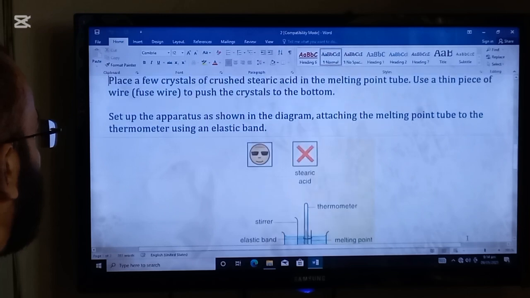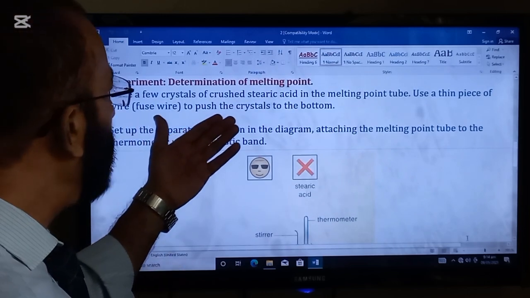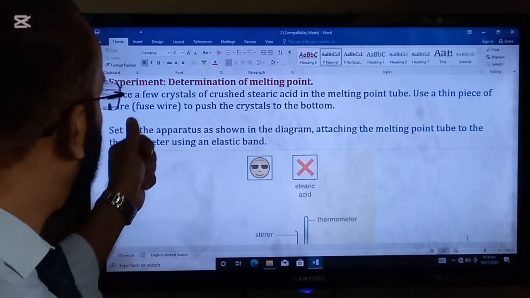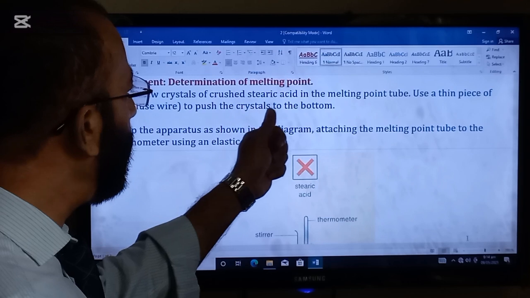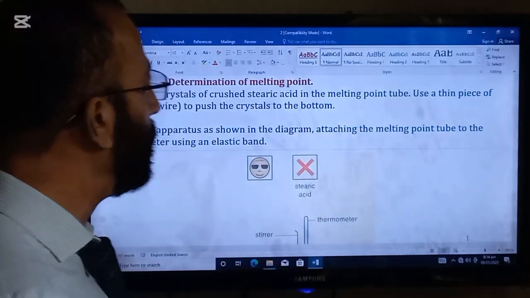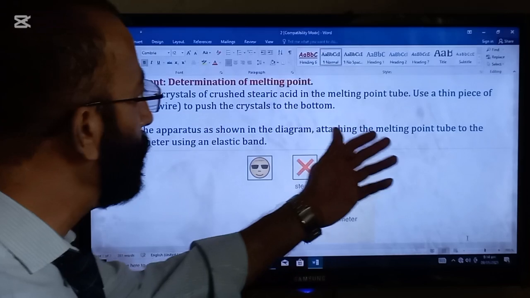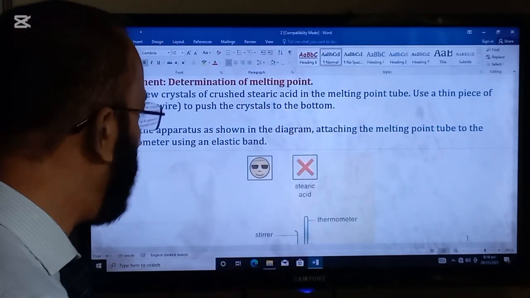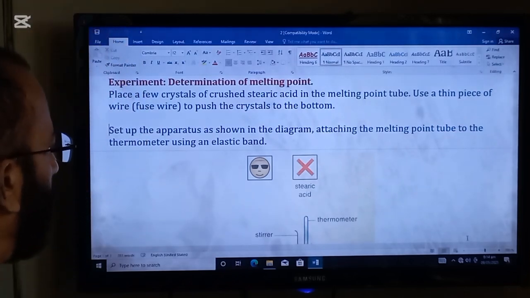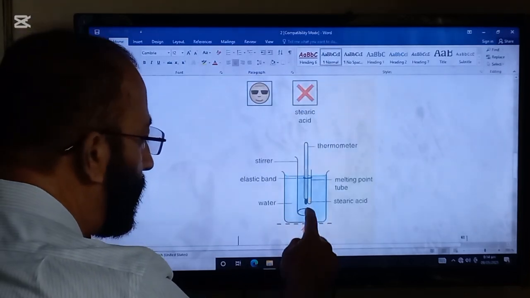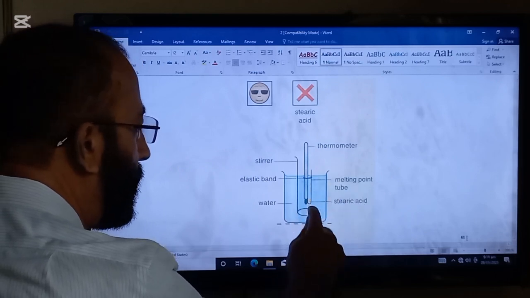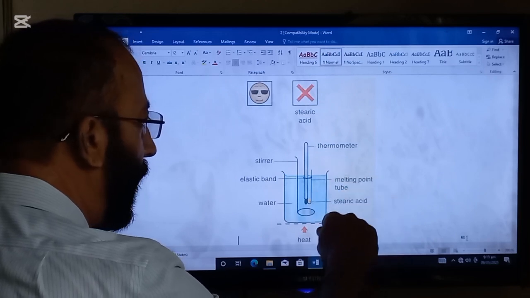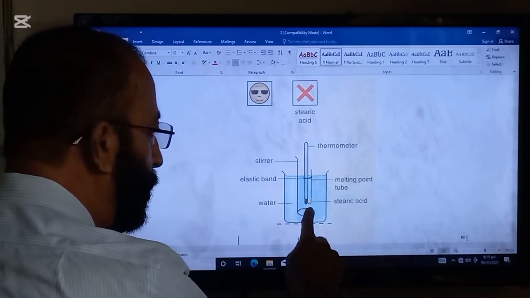Now we are going to read an experiment, determination of the melting point. Place a few crystals of crushed stearic acid in the melting point tube. Use a thin piece of fuse wire to push the crystals to the bottom. Like this. Here is a tube in which some crystals of stearic acid will be placed, and with the help of a fuse wire, the stearic acid crystals will be pushed to the bottom.